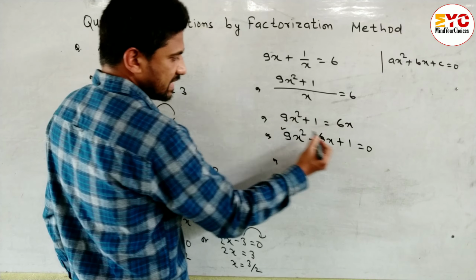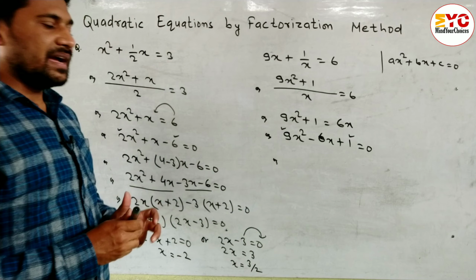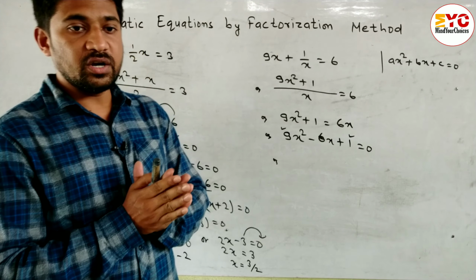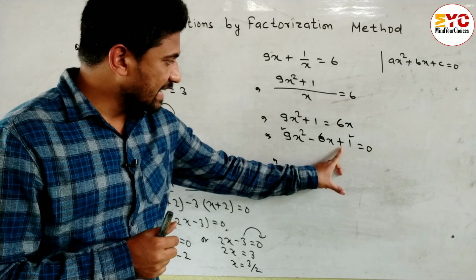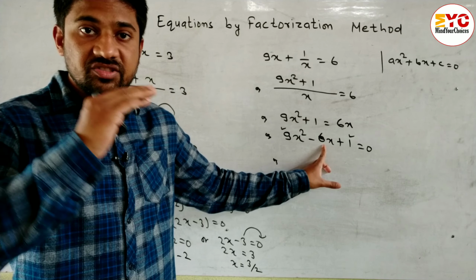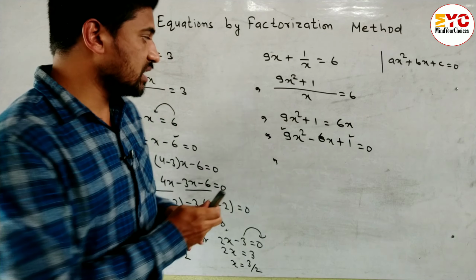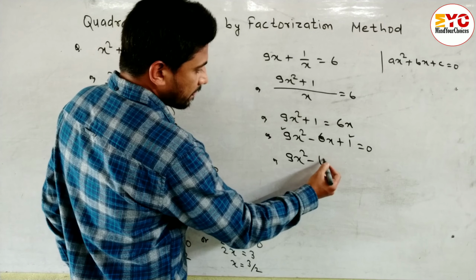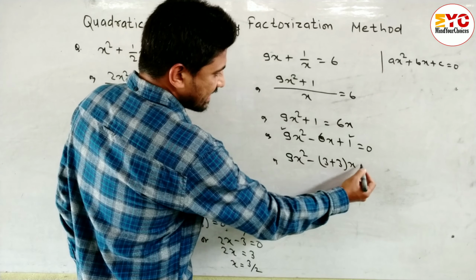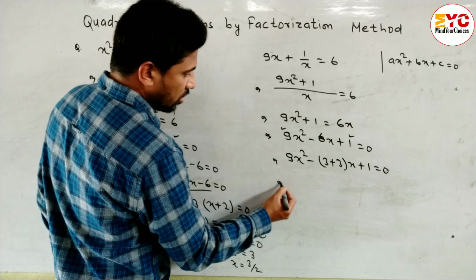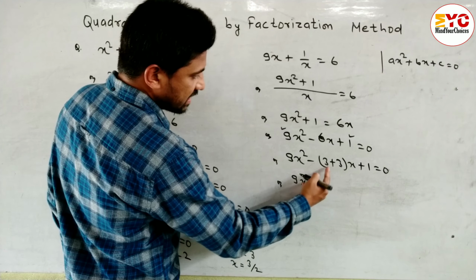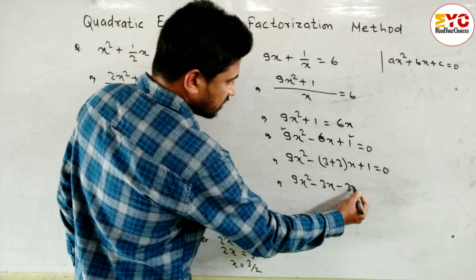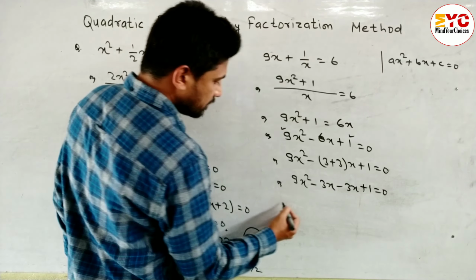Now we multiply the first and last terms. We have to factorize first. 9 into 1 is 9. We have to find numbers whose multiplication is 9 and addition is 6. Addition 6 means 3 into 3 is 9, and 3 plus 3 is 6. So we can write here 9x square minus 3x minus 3x plus 1 is equal to 0.